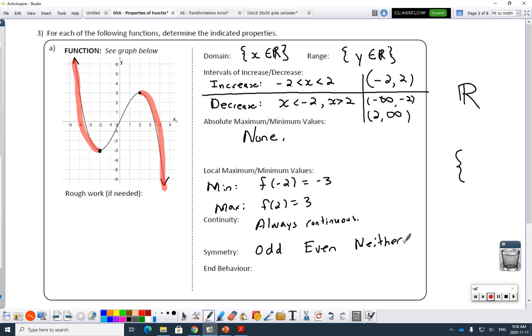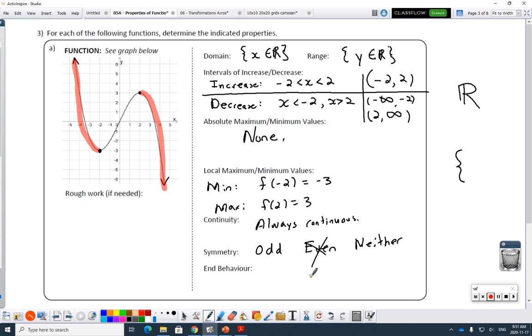Does anyone want to take a shot at it? To know whether it's odd, even, or neither, just looking at it? If you're having trouble, let's start with even. I think that's the easiest one to look for. Even means it's the same on this side as it is on this side. Is it? No, it's not the same. I see some head shaking now. Well, I know it's not even. Well, let's take that out of there. Not even. So it's now either odd or neither.